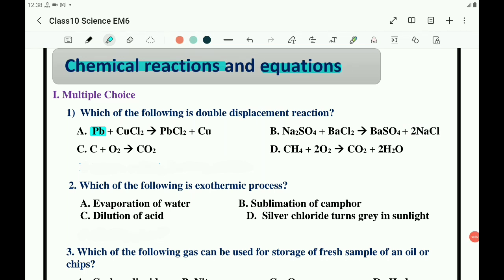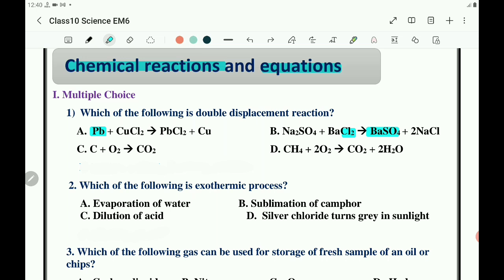So what is double displacement reaction? It is a chemical reaction in which the positive and negative ions are exchanged. Na ions, sodium ions are replaced by barium ions and SO4 ions are replaced by Cl ions. So the new compounds are BaSO4 and NaCl.